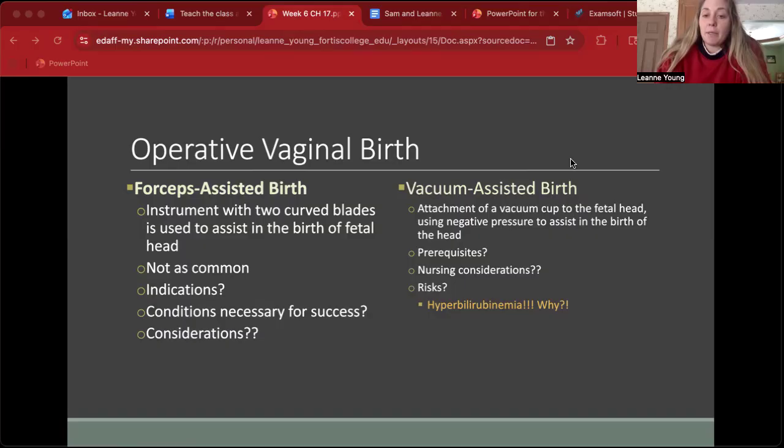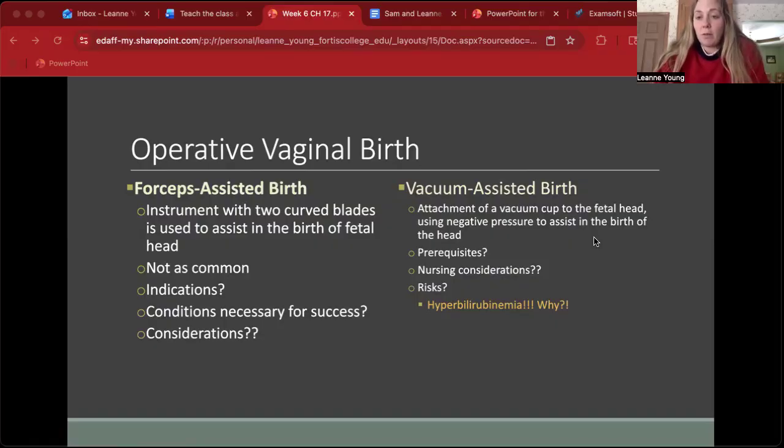Bladder should be empty. The presenting part needs to be engaged. Membranes have to be ruptured. Maternal pelvis size must be favorable for forceps delivery. Considerations with the forceps delivery: mom must be assessed for vaginal or cervical lacerations post-delivery. We have to watch for urinary retention and hematoma formation in the pelvic soft tissue. And then the baby needs to be assessed for bruising or abrasions at the site of the forceps, okay?